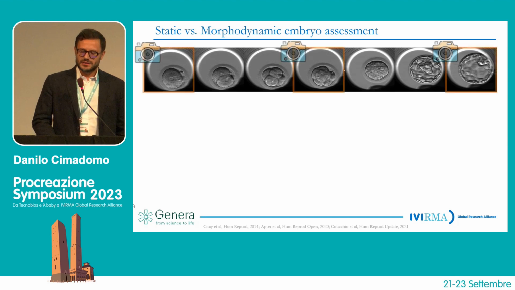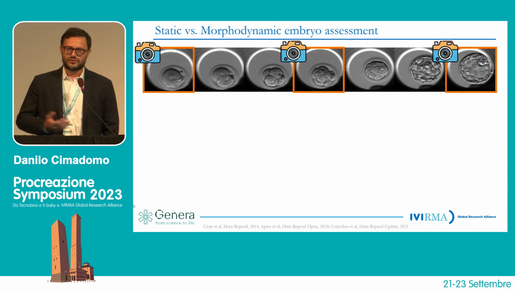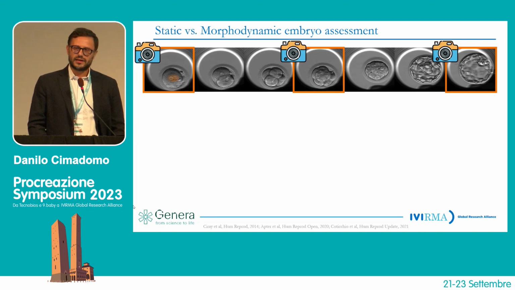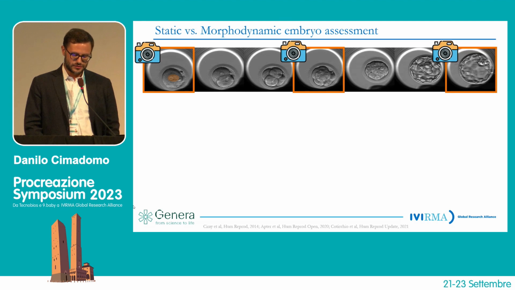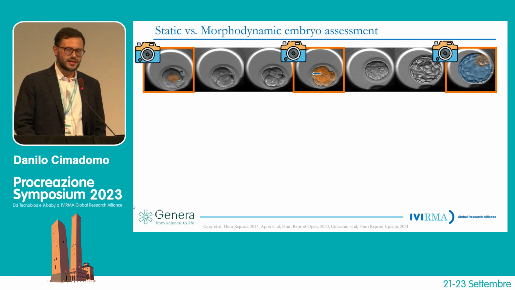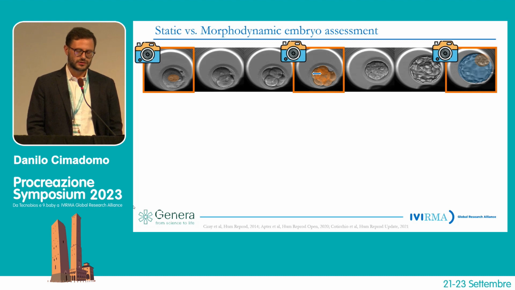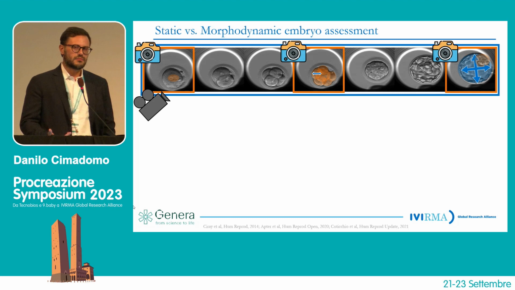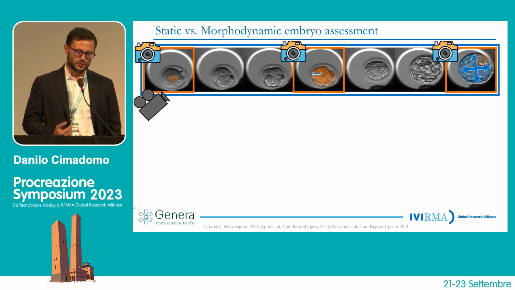We know that embryo assessment can basically be made according to two approaches, static or morphodynamic. Based on the static approach, we can look at the pronuclei on day one after fertilization. You can look at the number, size, and evenness of the blastomeres on day 3, if you like. And then at the blastocyst stage, you can assess the quality of the trophectoderm and the inner cell mass and perhaps its expansion.